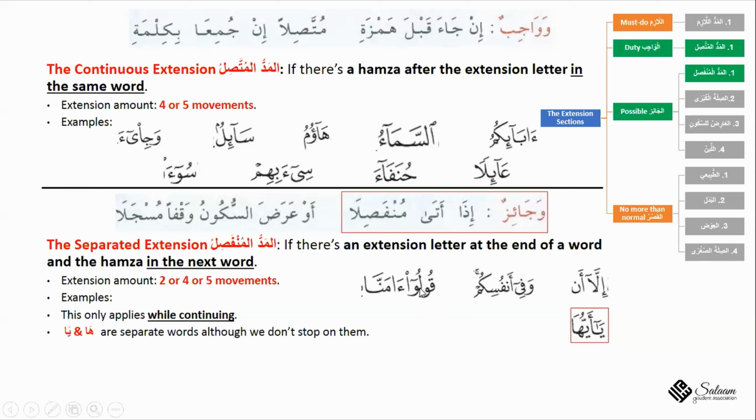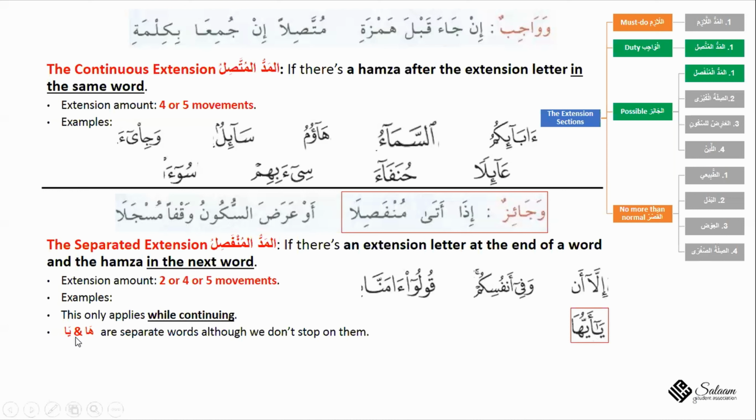Here I can stop at qulu, and then if there is a stopping sign as we discussed before, I stop and then go forward, because they are two separate words. But here we have ya, which is nida, or calling in Arabic. This is the tool of calling, ya, and then ayyuha. I need to say them after each other, but you need to take care that they are two separate words. So they are not following this one, they are following this one, because at the end of the day they are two separate words. You need to say them after each other to make sense.